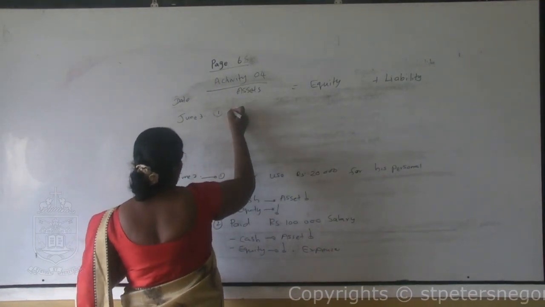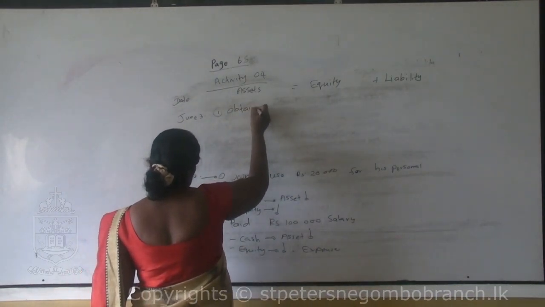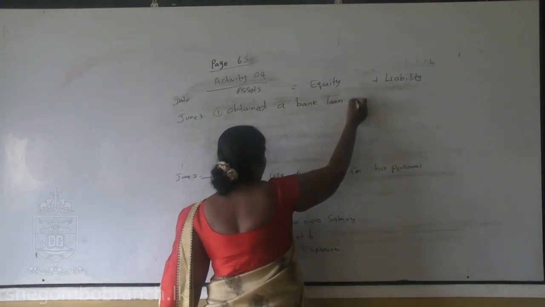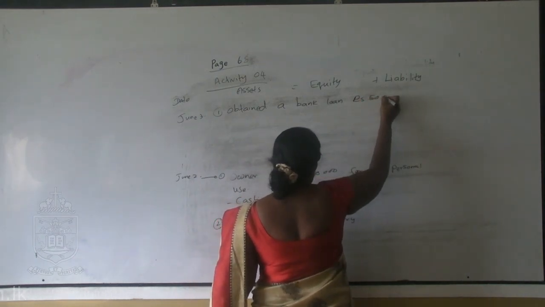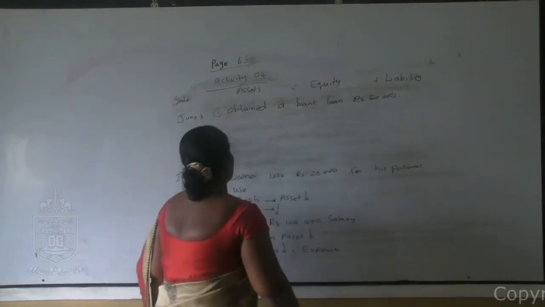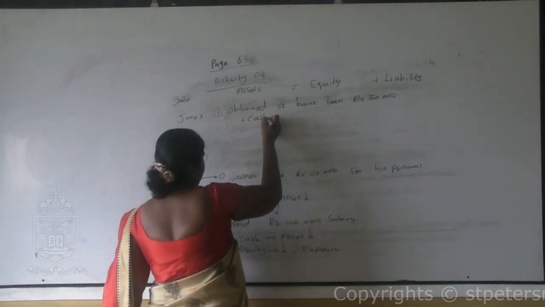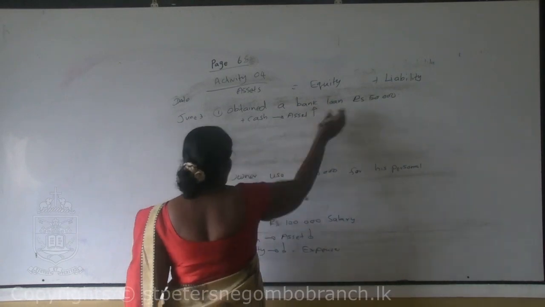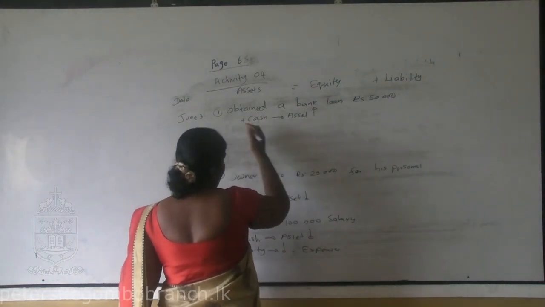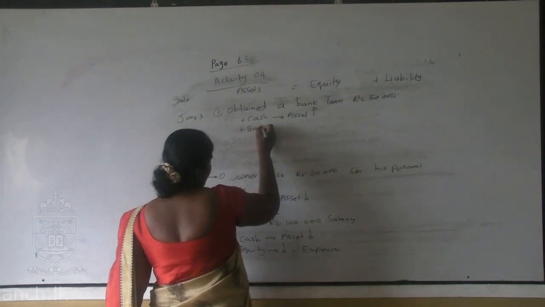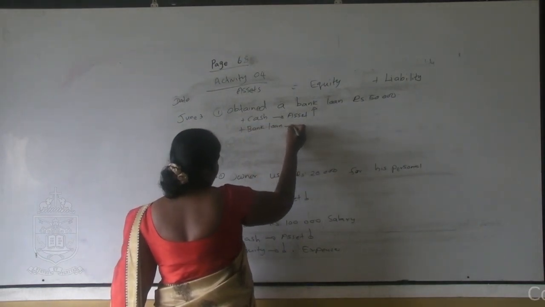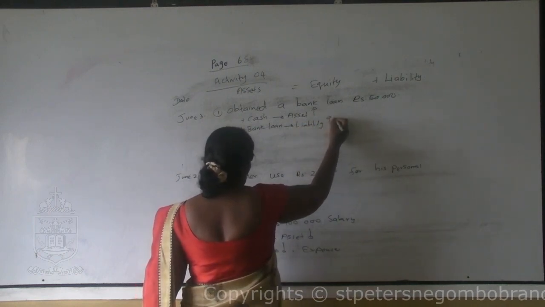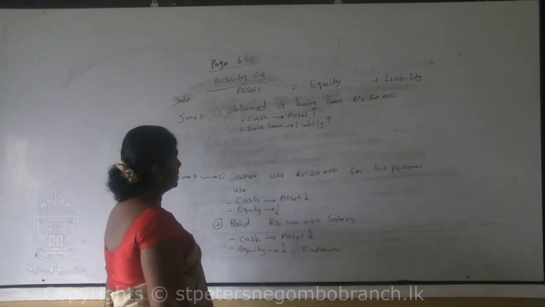First transaction, obtain a bank loan. Any value you can apply here, 50,000 rupees. So according to that, cash increase, asset increase. The value you can apply here for this theory. Next one, bank loan, it's a liability. Increase. According to that theory, you can consider that.